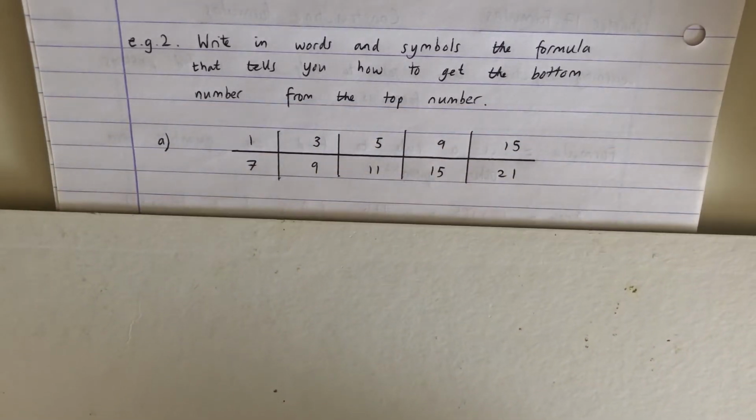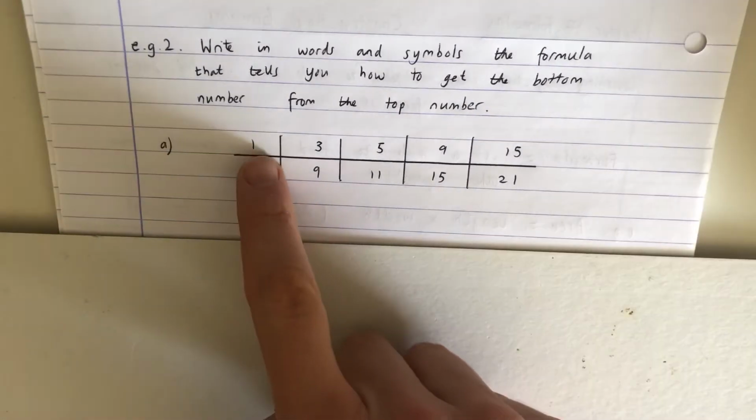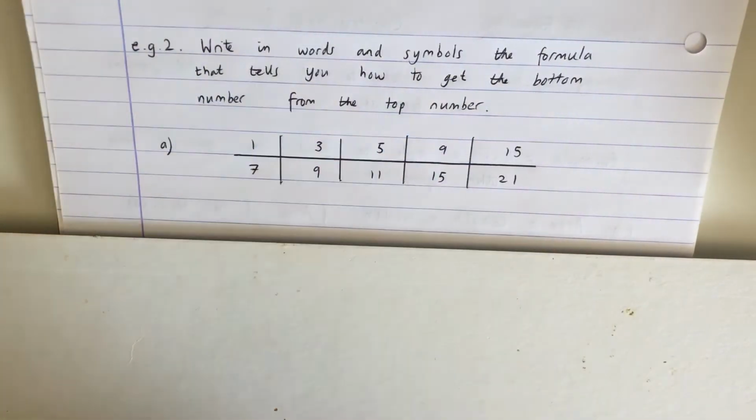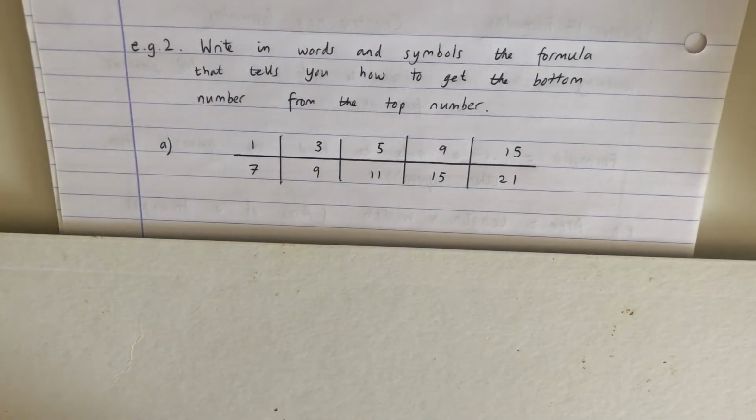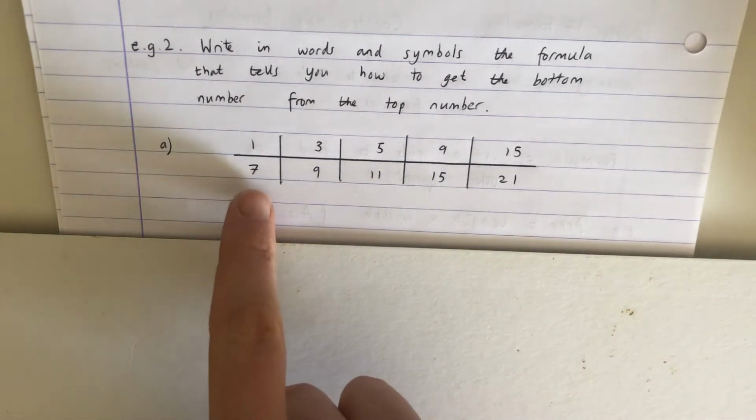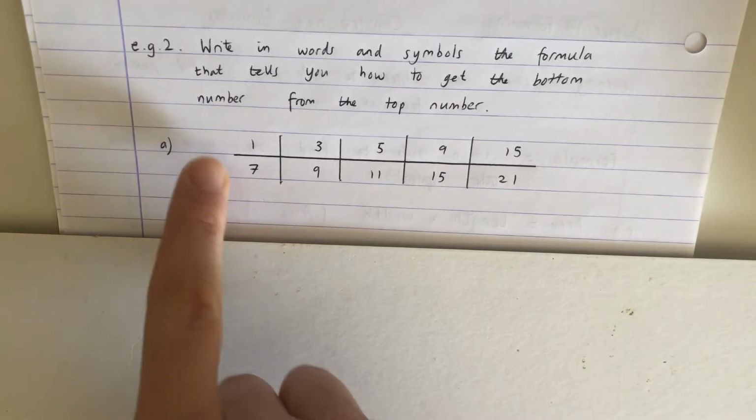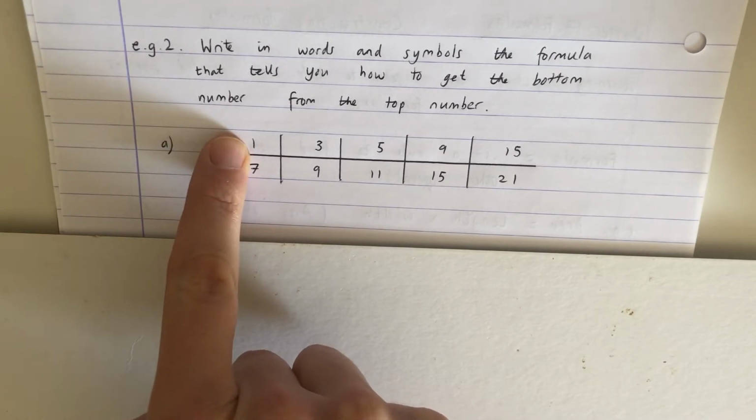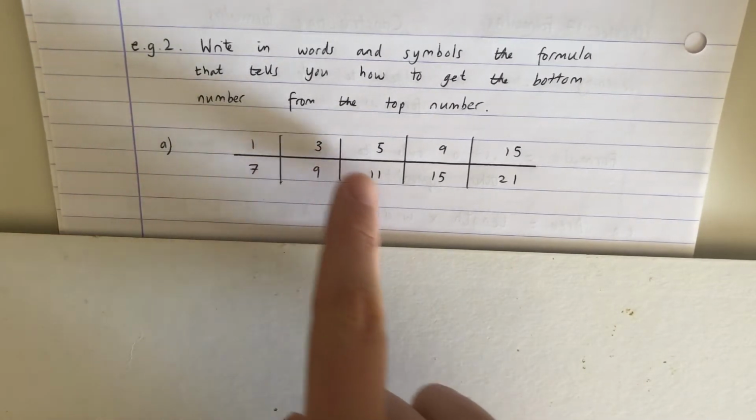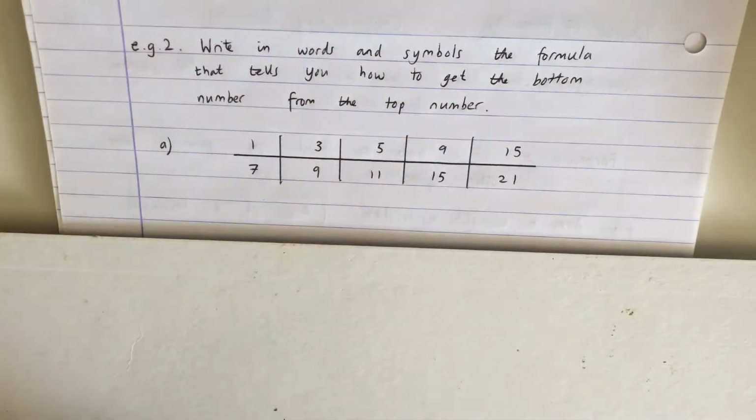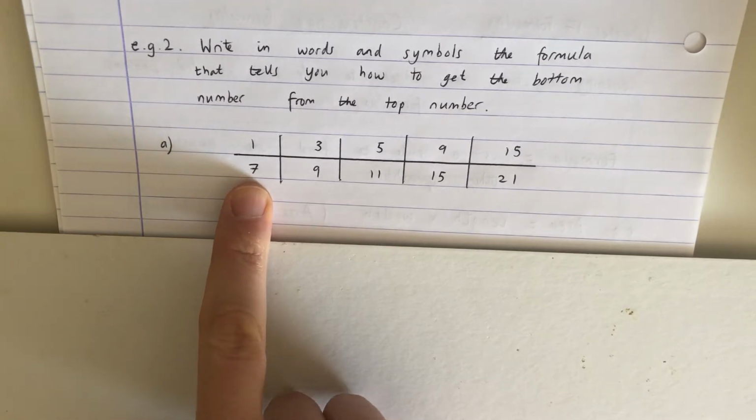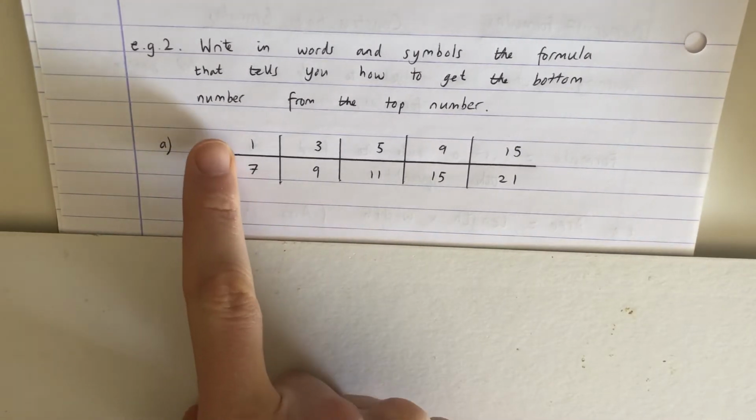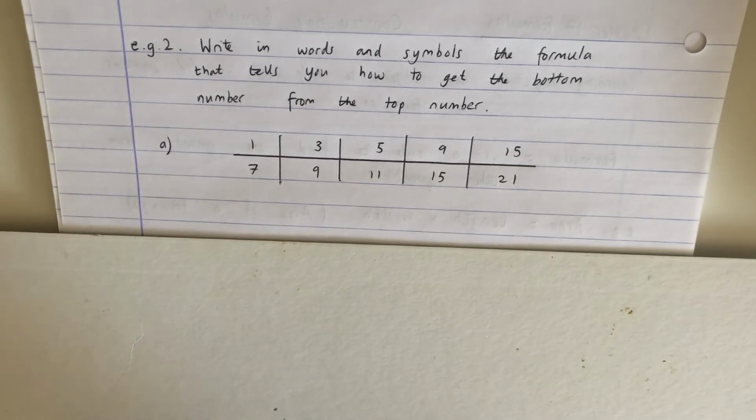So there is a table. We've got lots of top numbers, and we have some bottom numbers. You have to come up with a formula which works out the bottom number based on the top number, and this formula needs to work for every single pair of these values. Okay? So, for example, that bottom number there is 7. And how can you get from the top number to 7?